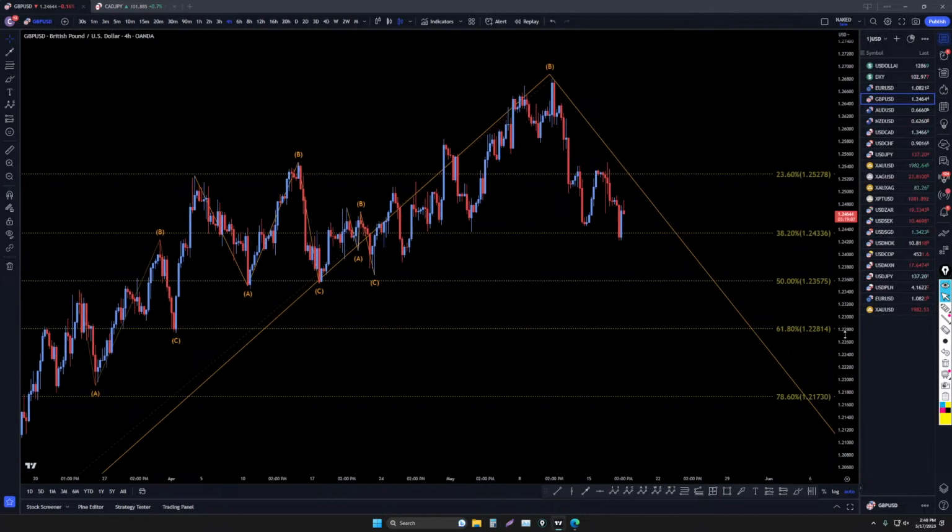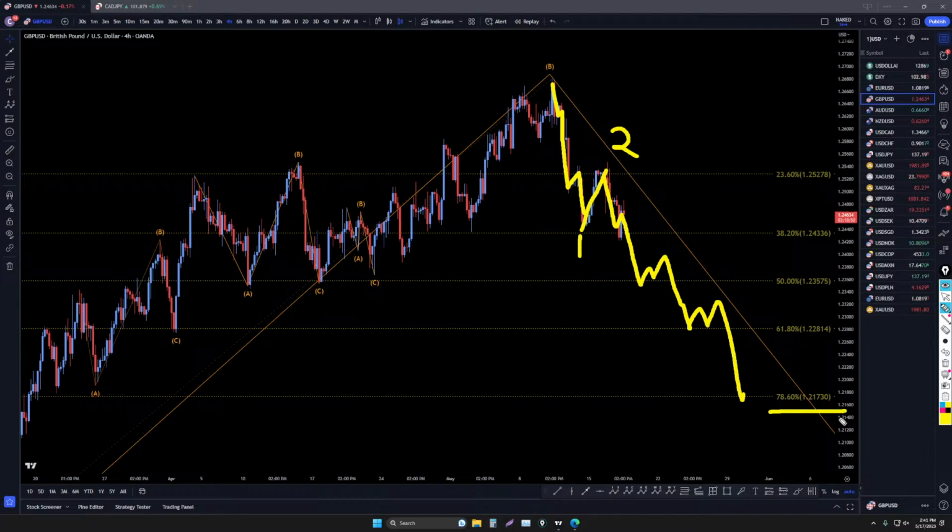Taking it down to the 4-hour time frame, I really don't see any reason as of yet to think that this move down is complete. It looks like a trend right here. It looks like a 1 really, and it looks like a 2. I bet this has actually got a decent amount of downside potential. I would say the 100% or the 78% are likely places for this to go.